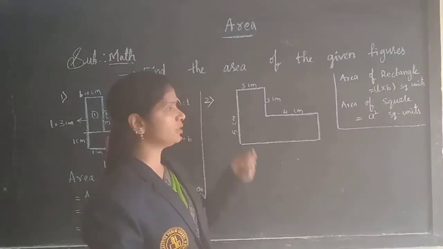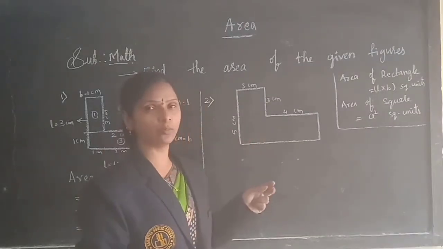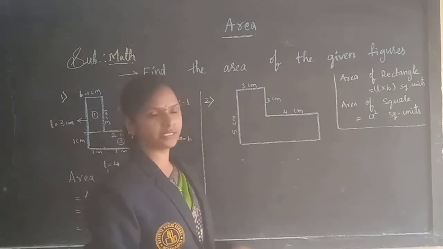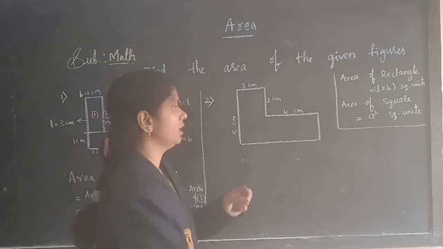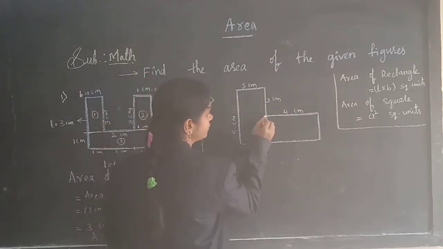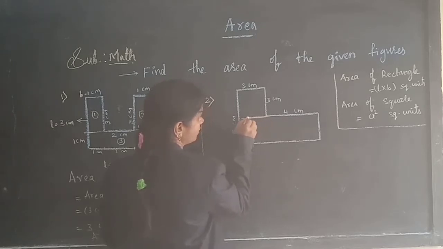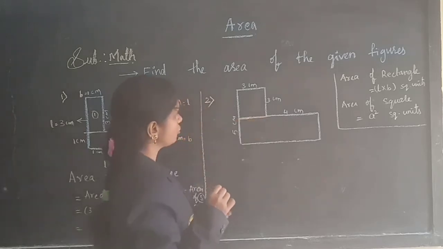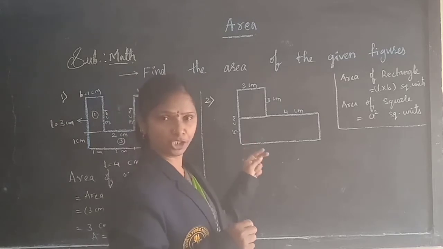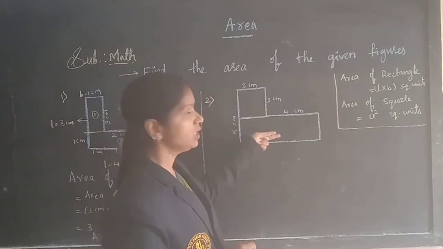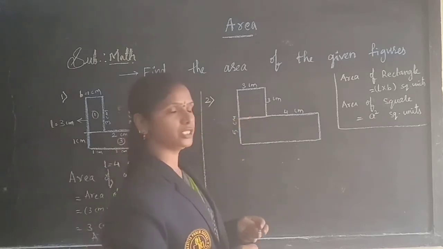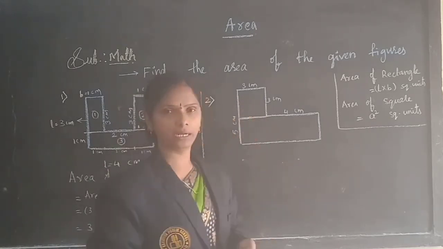Yes children, let's do this problem. We will find the area of this given shape. Now observe carefully, children. Here I am dividing it. So what you are observing here is that the given shape is a combination of a square and a rectangle, children.